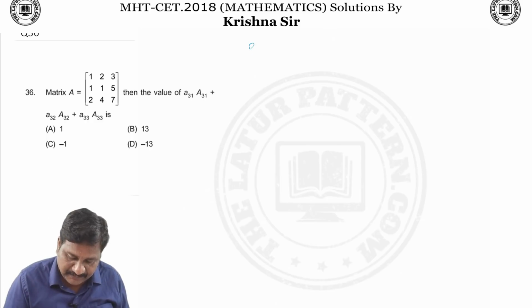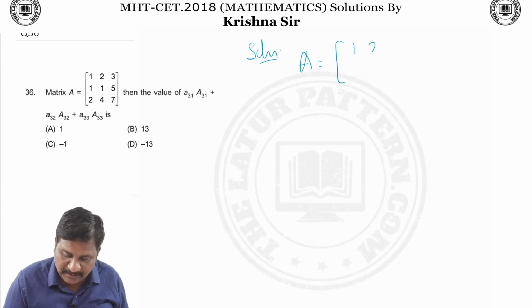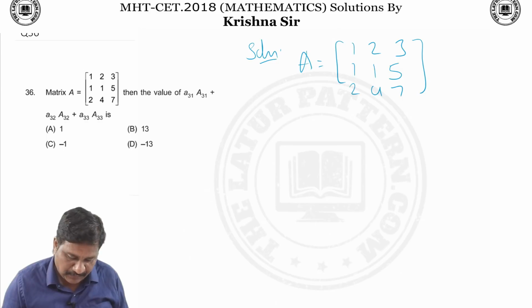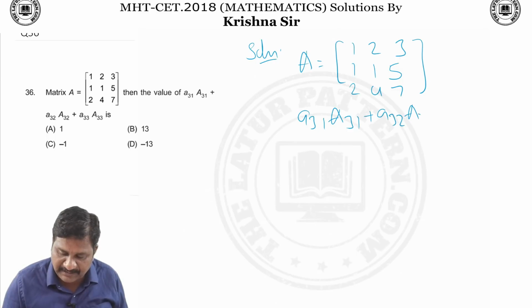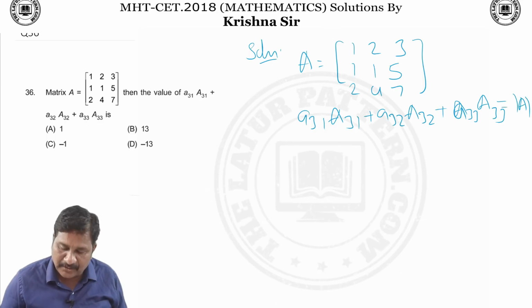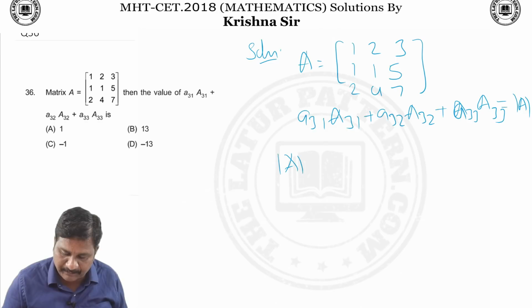Given matrix A is equal to [1, 2, 3; 1, 1, 5; 2, 4, 7]. Now find out the value of A31 times C31 plus A32 times C32 plus A33 times C33. You know that this gives the determinant. Now you find out the determinant of the given problem.